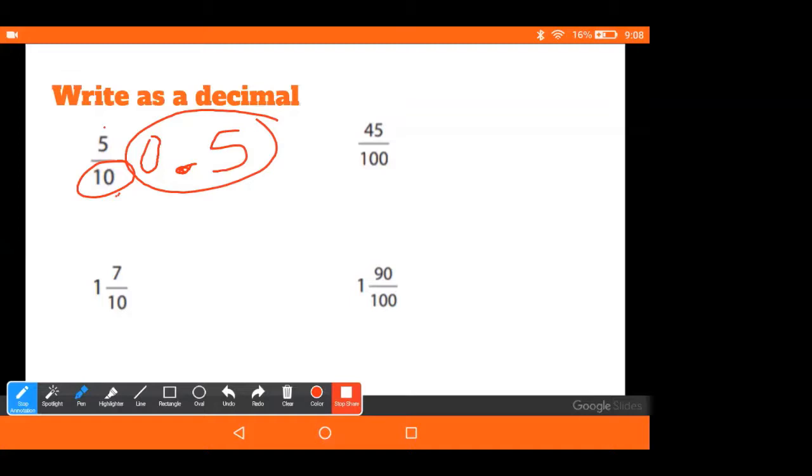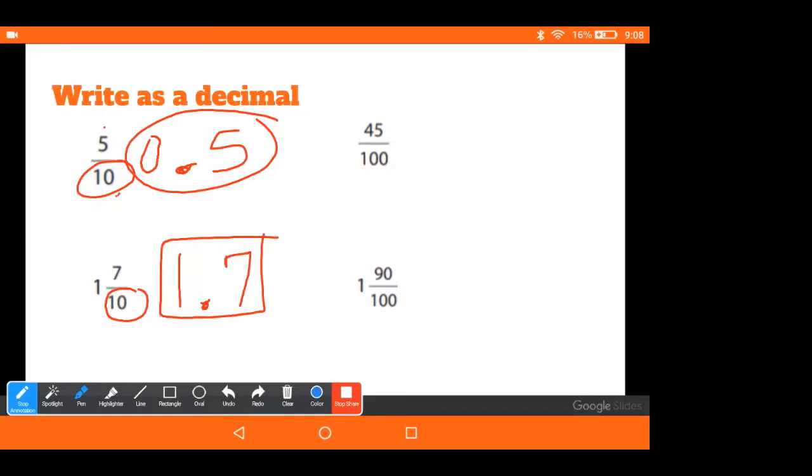Okay, 1 7/10. Now you have a whole number. So the whole number goes in front, okay, because it's not really part of the decimal or the fraction, it's the whole number out there. So put it in front, and then 7/10. 10th is my first decimal place, so I'm going to put the 7 in my first decimal place, and there's my answer.